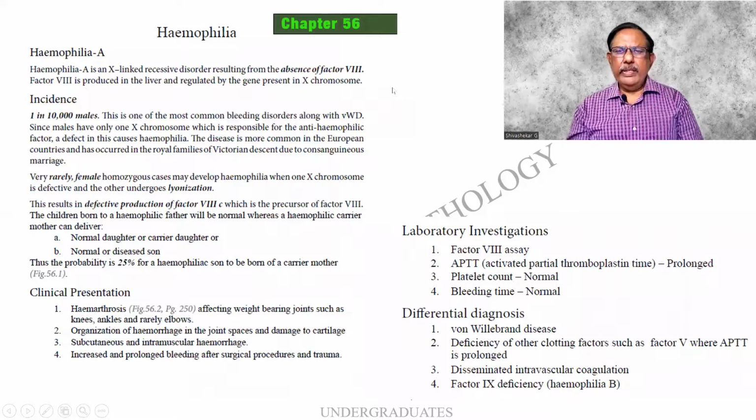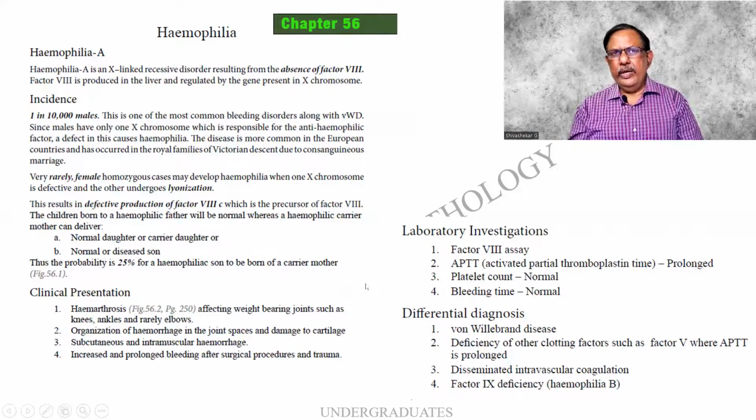And this will be the presentation, etc. So what is the incidence, X-linked disorder, etc. All are given over here. And what can be the clinical presentation? For example, haemarthrosis, weight-bearing joints, etc. There will be abnormality.